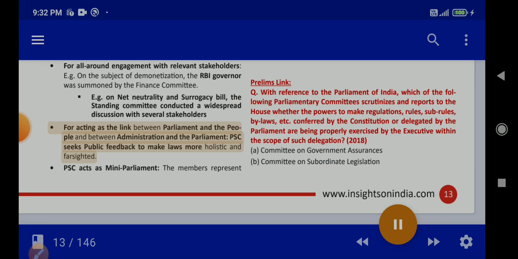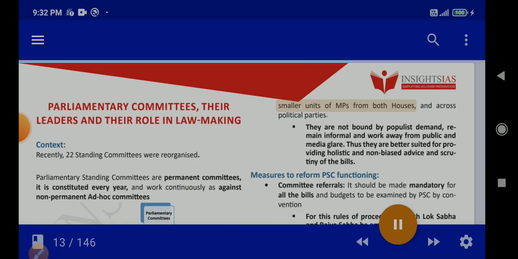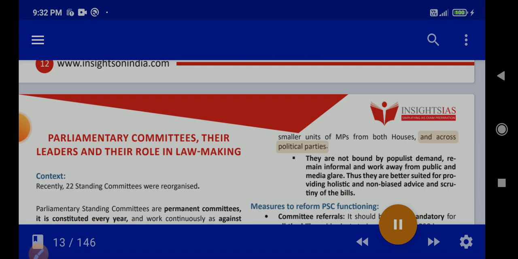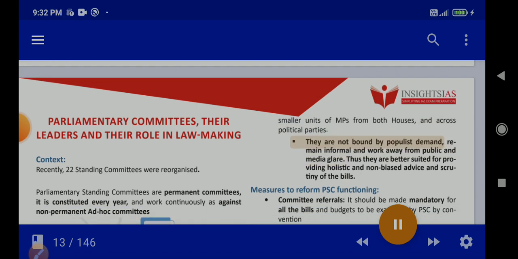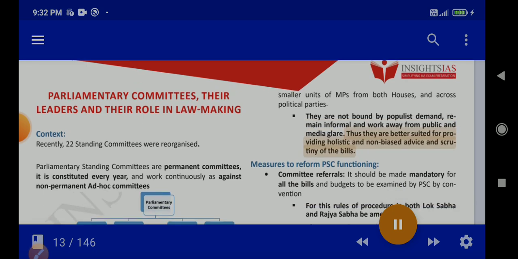For acting as the link between Parliament and the people and between administration and the Parliament, PSC seeks public feedback to make laws more holistic and far-sighted. PSC acts as a mini Parliament. The members represent smaller units of MPs from both houses, and across political parties. They are not bound by populist demand, remain informal and work away from public and media glare. Thus they are better suited for providing holistic and non-biased advice and scrutiny of the bills.